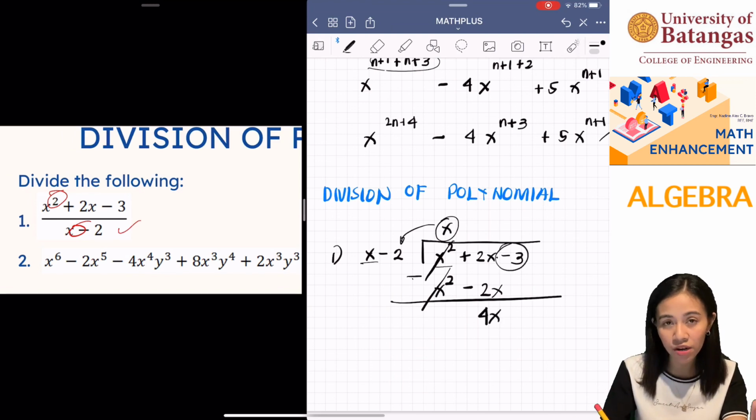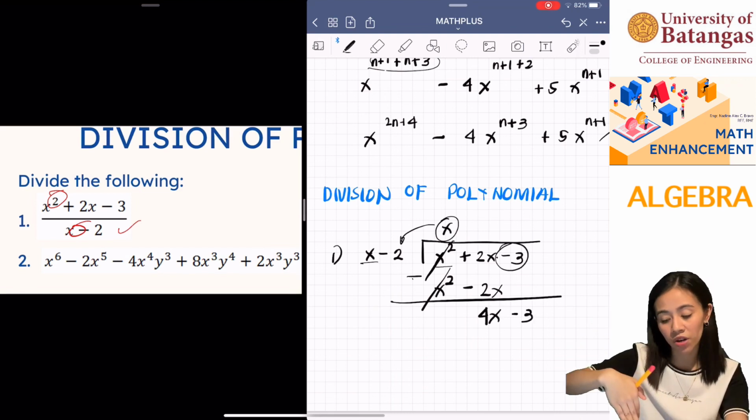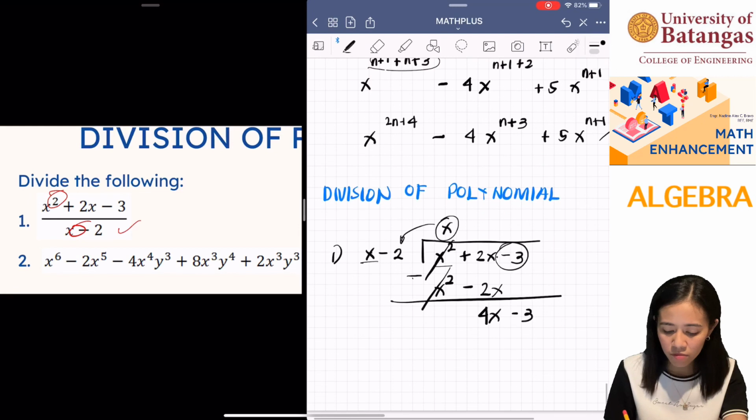And then negative 3, okay, minus 0, still negative 3. So, parang bring down negative 3 lang. And then after that, mag-start ulit tayo dito.